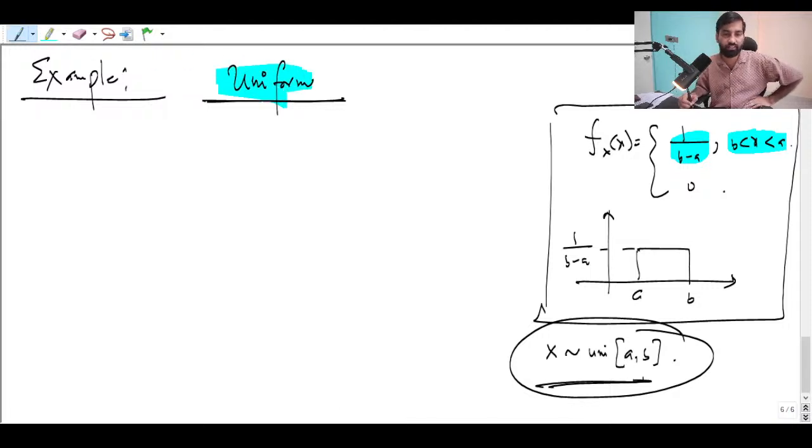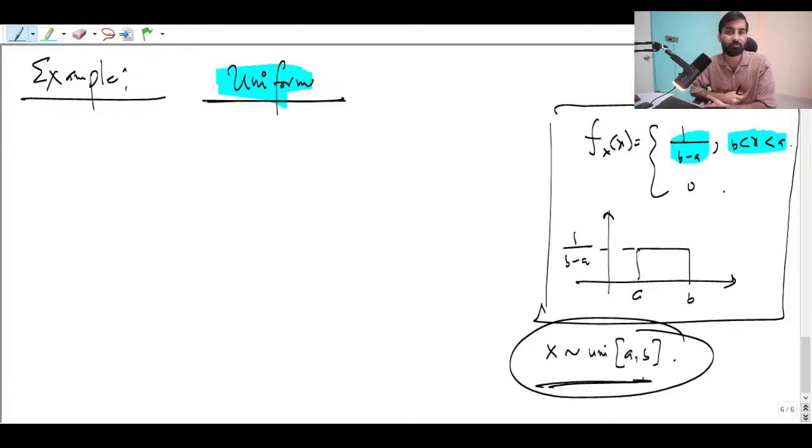But here there will be two random variables, x and y, so they will take two values. Like x will take some value and y will take some value, so there will be a range for x and a range for y. We are talking about continuous random variables, not discrete. That is very important.